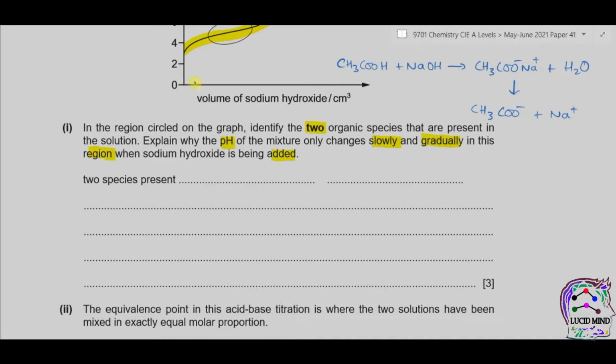Now the second part is why the pH of the mixture only changes slowly. This is because the hydroxide ions provided from sodium hydroxide can react with H positive ions from this weak acid to form water. So as hydroxide ions are continuously converting into water, there will be little change in pH. So we can write the answer. This is due to buffering action.